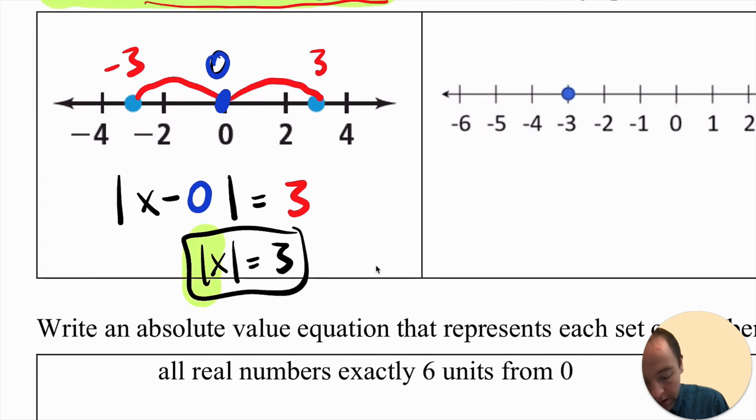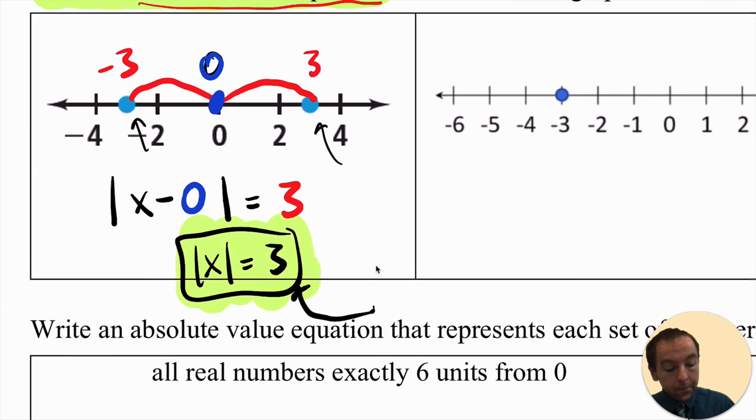And if you were to actually solve this equation, think about it, what are the answers to that? -3 and 3, right? And that's exactly what's plotted on the number line there, okay?